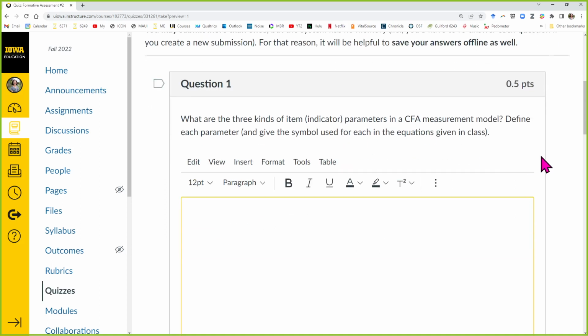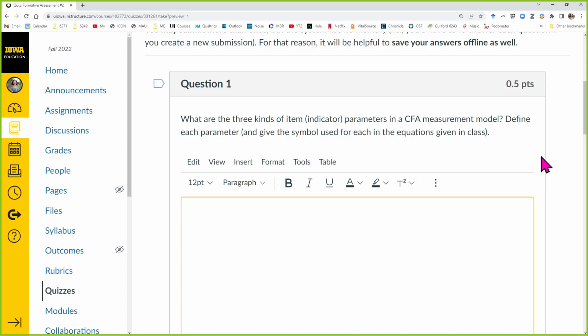So the 3 kinds of item or indicator parameters, and I asked for a definition of each, which some folks did not do, but that was the idea, is to know what they mean. So let's do, what's one of them? Factor loading. What's the symbol that I use for that? Lambda. Give me a synonym for factor loading. Slope. Give me another synonym. Discrimination. Discrimination parameter. Yeah. What does it tell us? The expected change in my item score for 1 unit change in factor score. Yep. Expected difference in the item response for a 1 unit change in the factor. Yes, indeed.